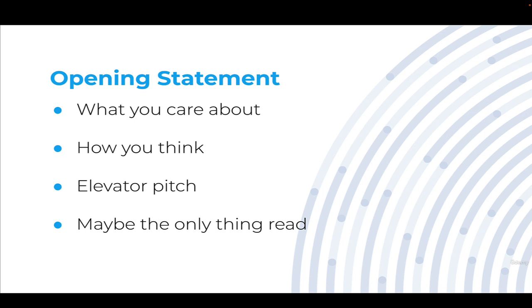here's how I think. Consider, though, this may be the only thing that some people read. They may look at this and think, well, this person really likes CI, CD, Agile, DevOps, and Cloud. We don't really care about that. I don't need to read any further. Well, if that's what you care about and they don't, you probably dodged the bullet there.